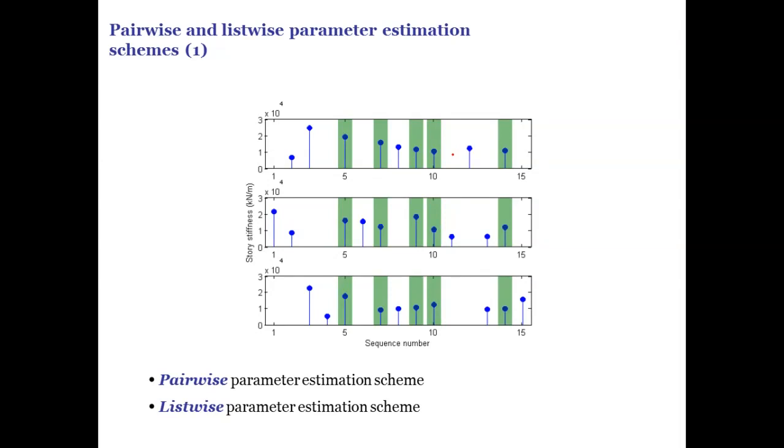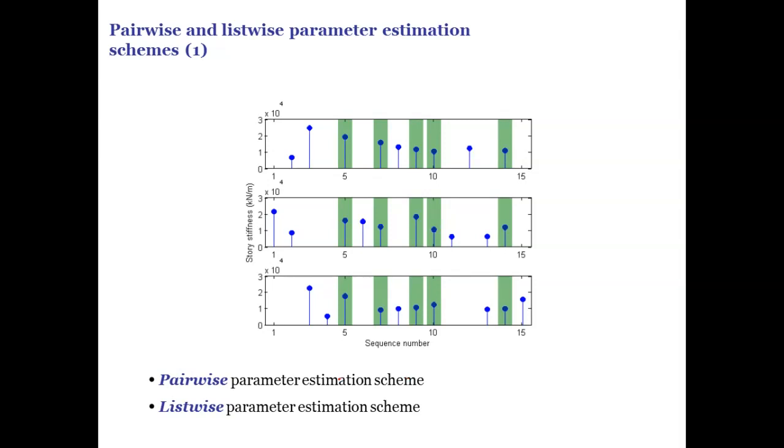A straightforward way is, let's not consider all 3 stories simultaneously. We don't do that. Maybe let's first consider the data from the first story and the second story. And then we consider data from the second story and the third story. Essentially, we do this kind of pairwise parameter estimation scheme.